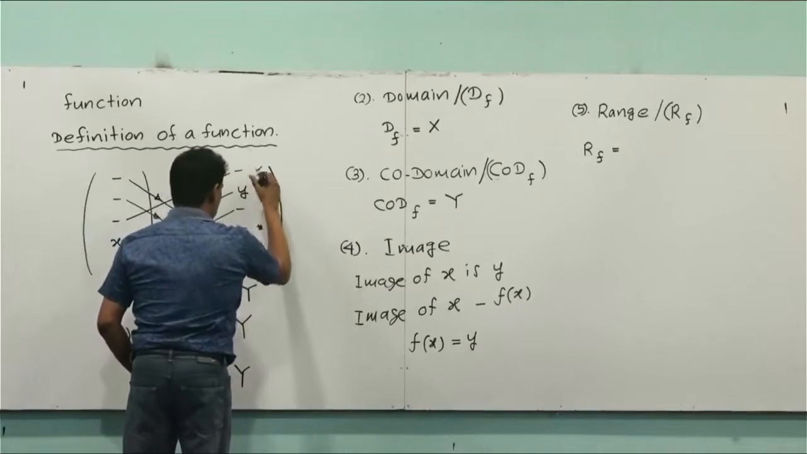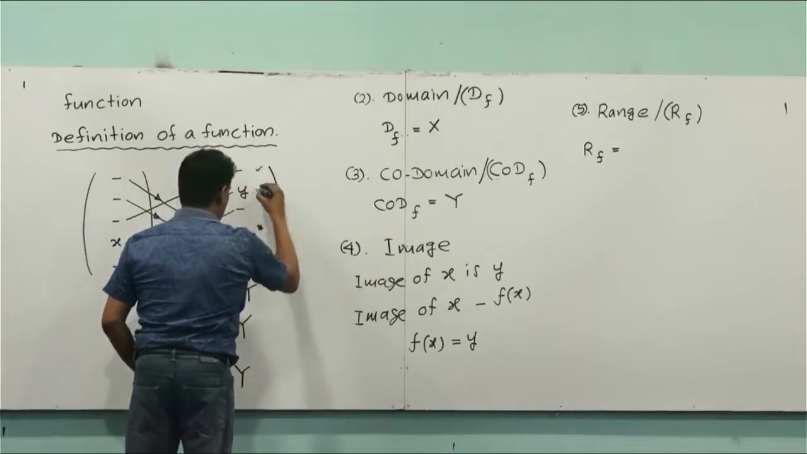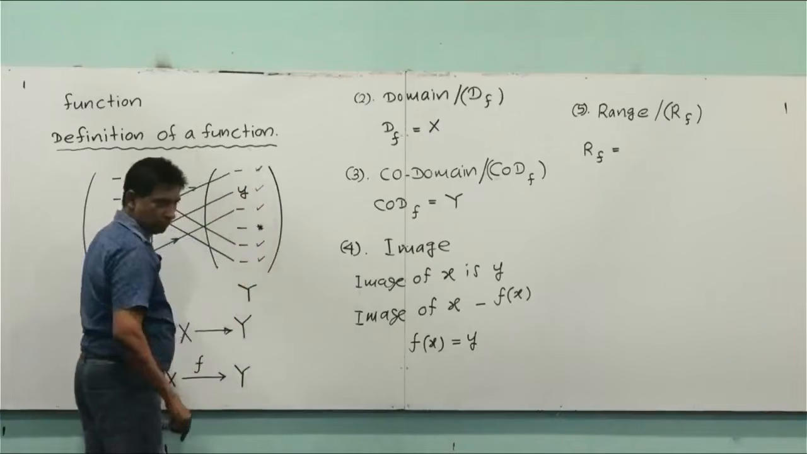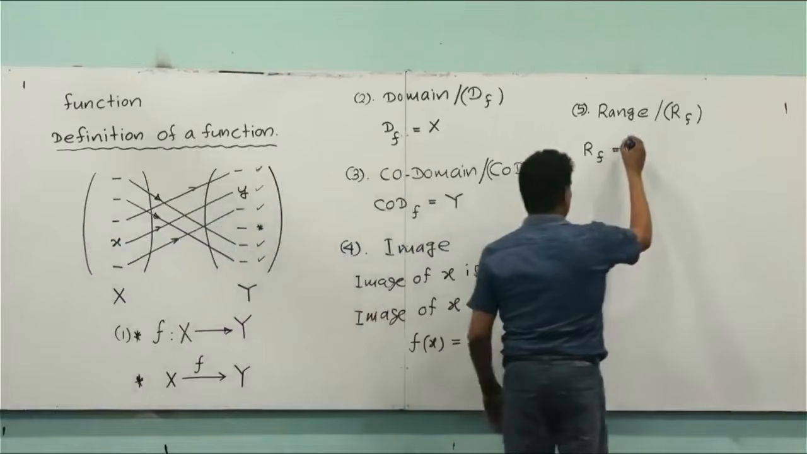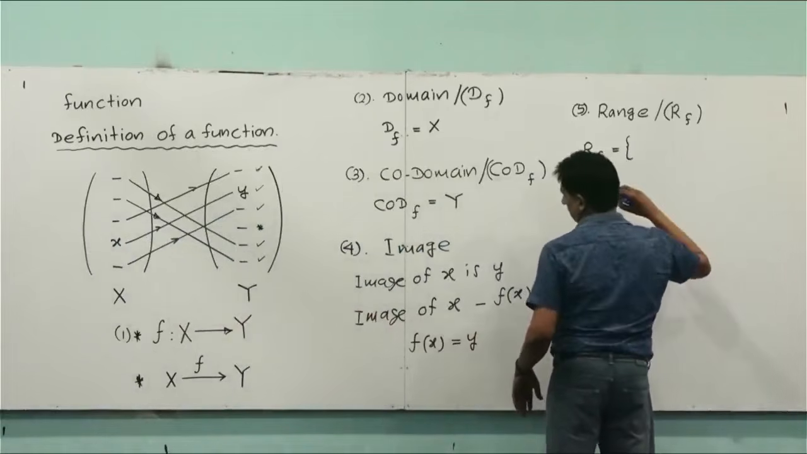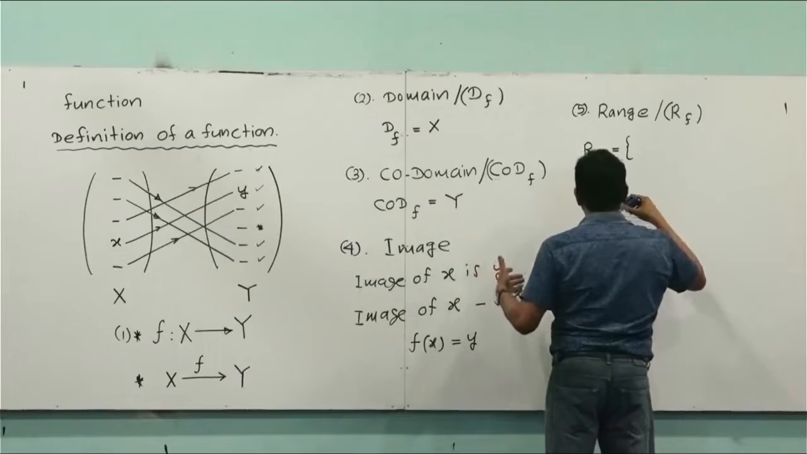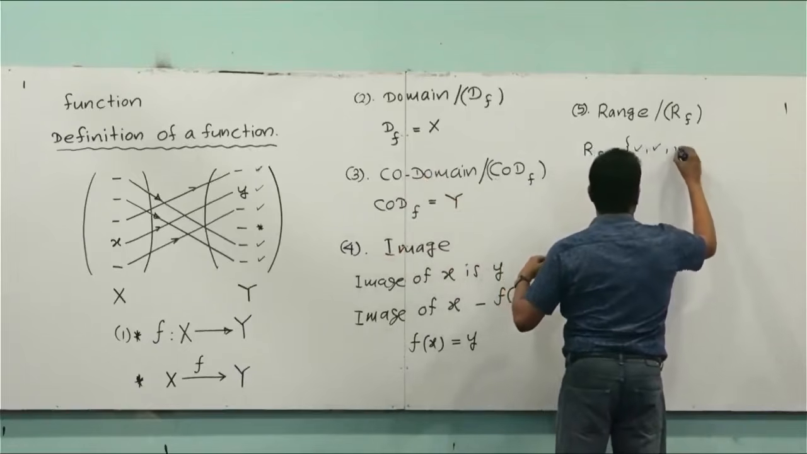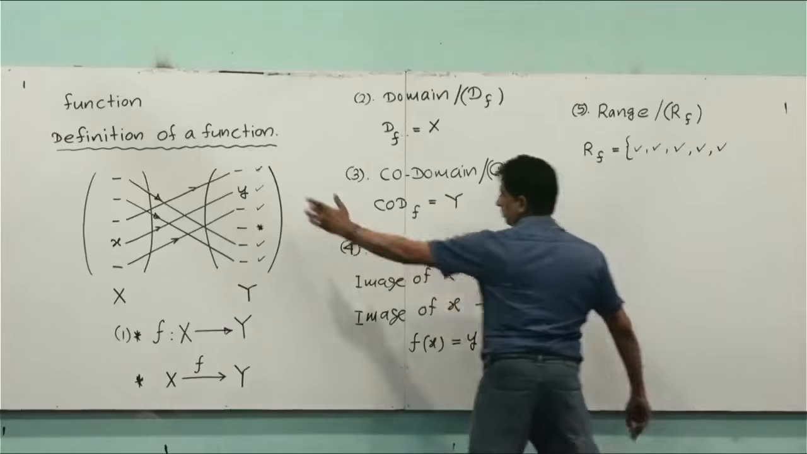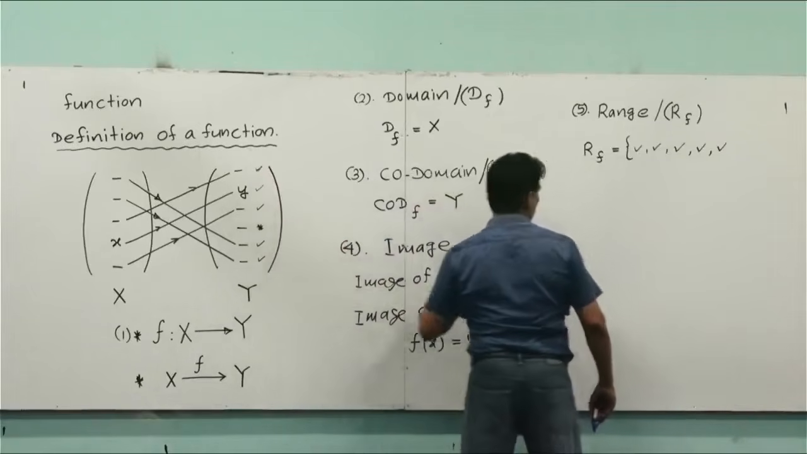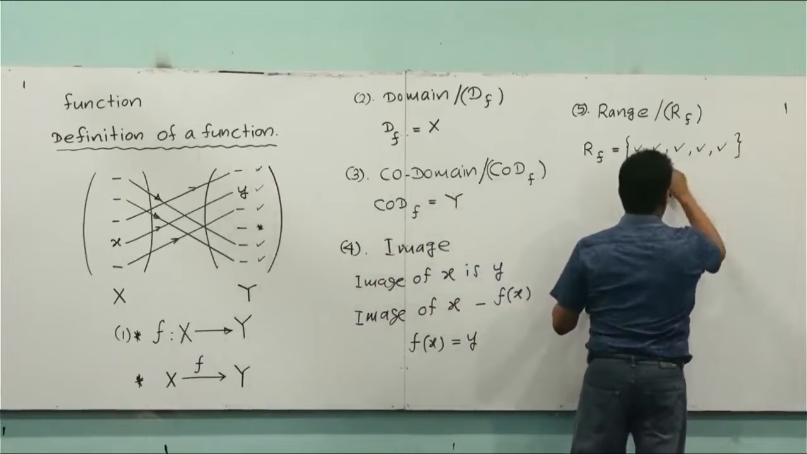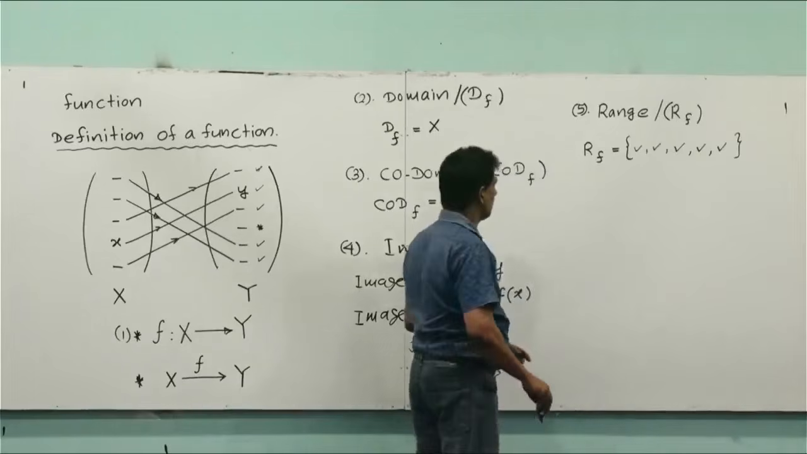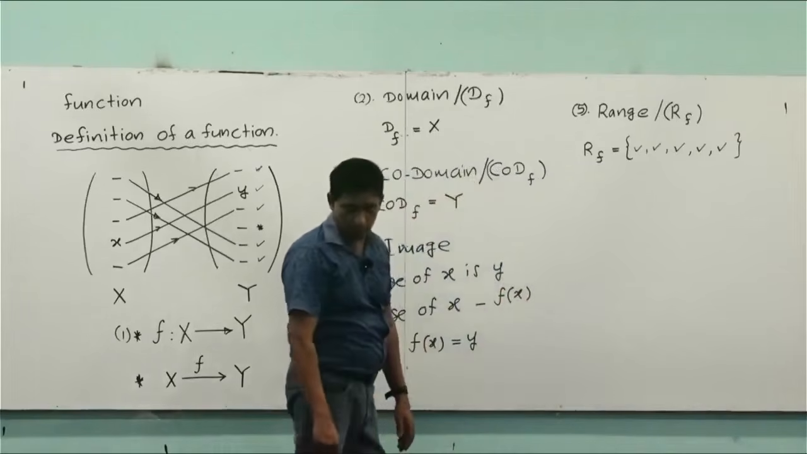If I mark here near this element, I mark the images. So range means we have to make a set. As elements, we have to take all the images. There are 5 images now. Then as elements, there should be those 5 images. This is called range. Right.